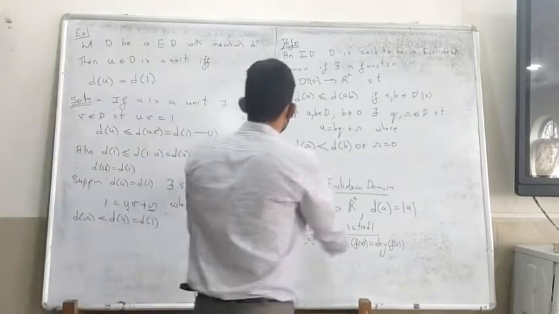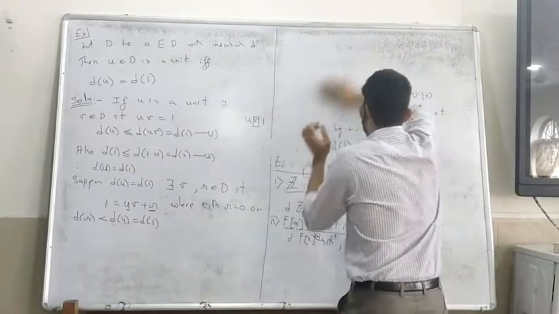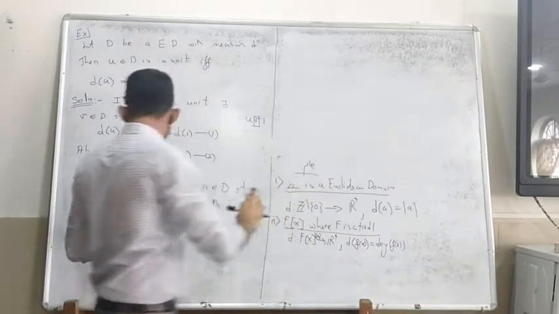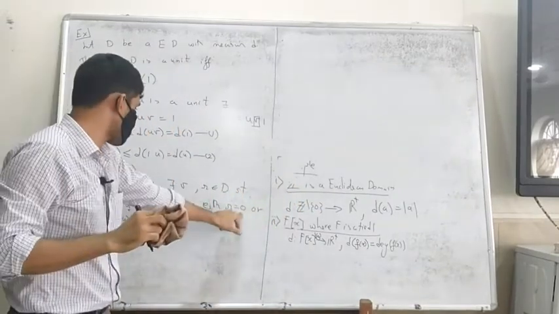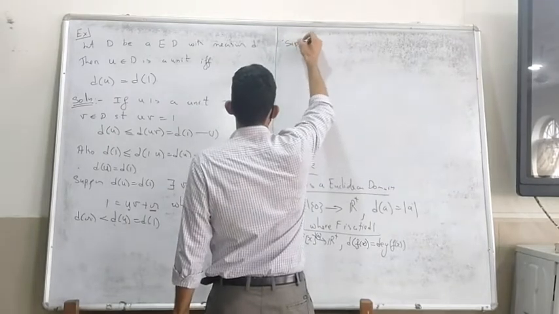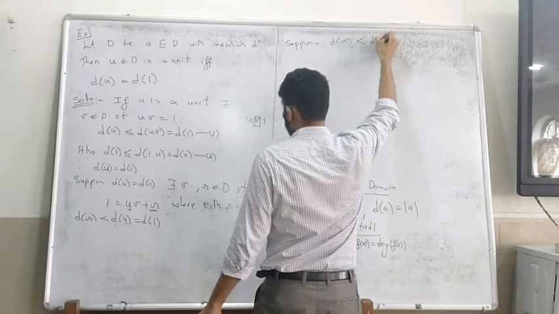Let's write it out. So I'm going to show that this is not true, and therefore this will be true, and we got a proof. Okay. So suppose D of R was strictly less than D of 1.